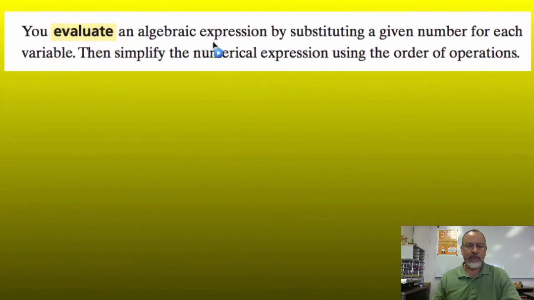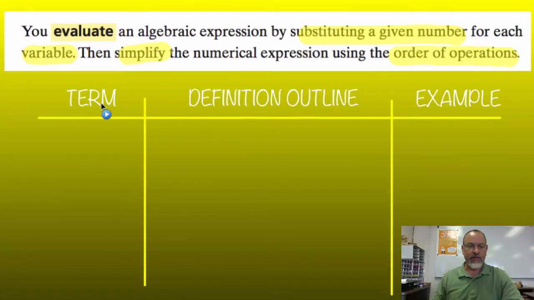You evaluate an algebraic expression by, and "by" is an explanation word that is about to tell us how, substituting a given number. So we have to substitute a given number for each variable. So that's the first step. And then, after we've done that, we simplify the numerical expression using the order of operations.